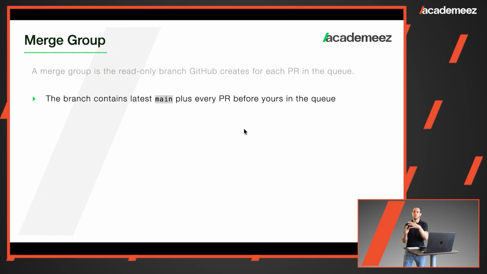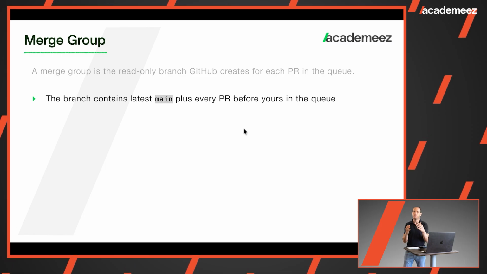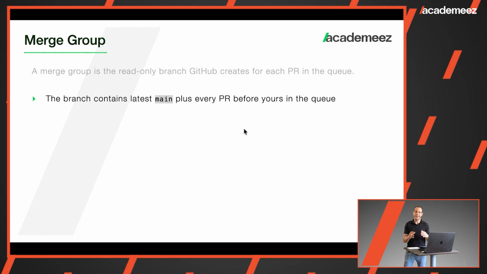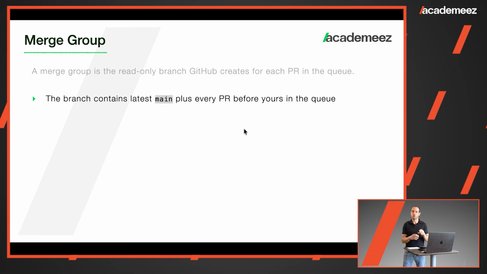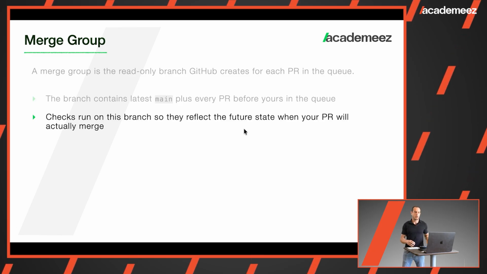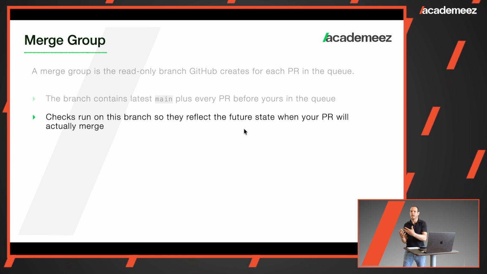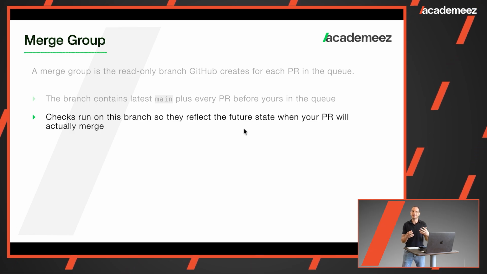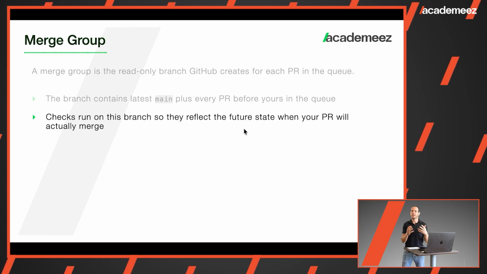So the merge group that is created for me contains the latest main. If I have a PR and that PR enters the merge queue, the merge group branch that is going to be created for me will contain the latest main and every PR ahead of me. And according to our settings, every PR ahead of me is going to appear in the merge group branch as a single squashed commit of that PR. So basically that merge group branch reflects the future state. So it reflects the latest main, every PR ahead of me, and I can run checks on that special branch that actually reflects everything ahead of me, including the latest main.